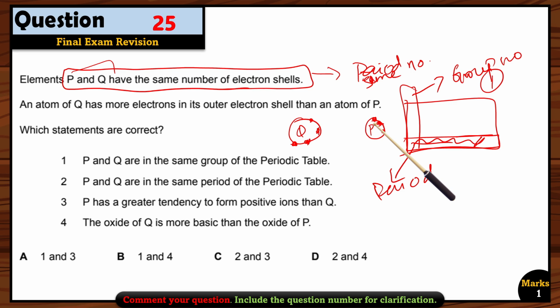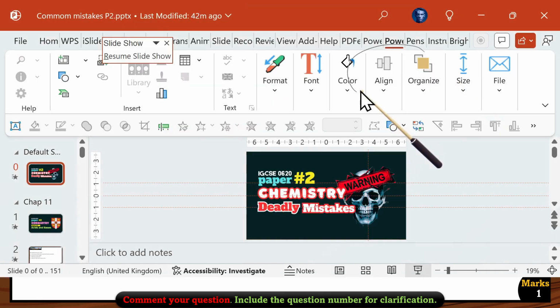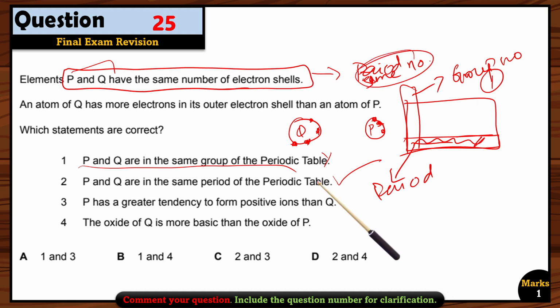Now we can read the statements one by one. P and Q are in the same group of the periodic table. Wrong. Why wrong? Because if you see the last shell, they have different numbers of electrons, so they don't belong to the same group. P and Q are in the same period of the periodic table. Yes, right, because they both have the same number of electron shells, so they have the same period number. So this option is right.